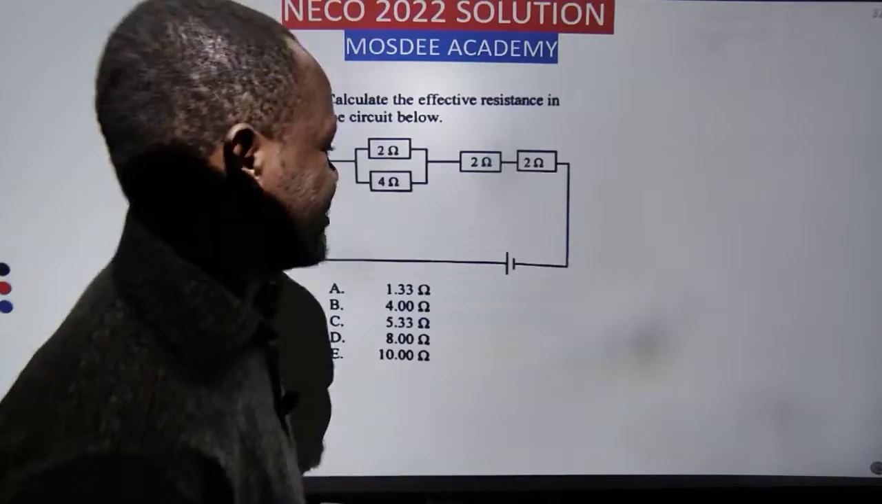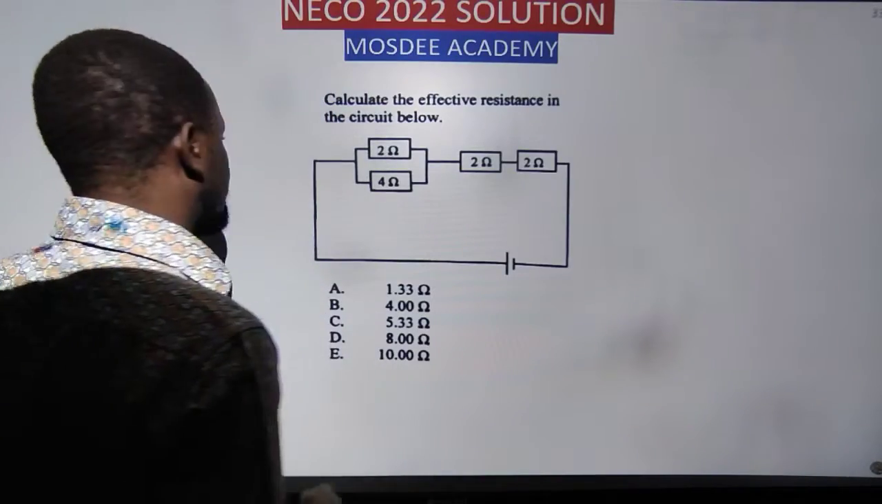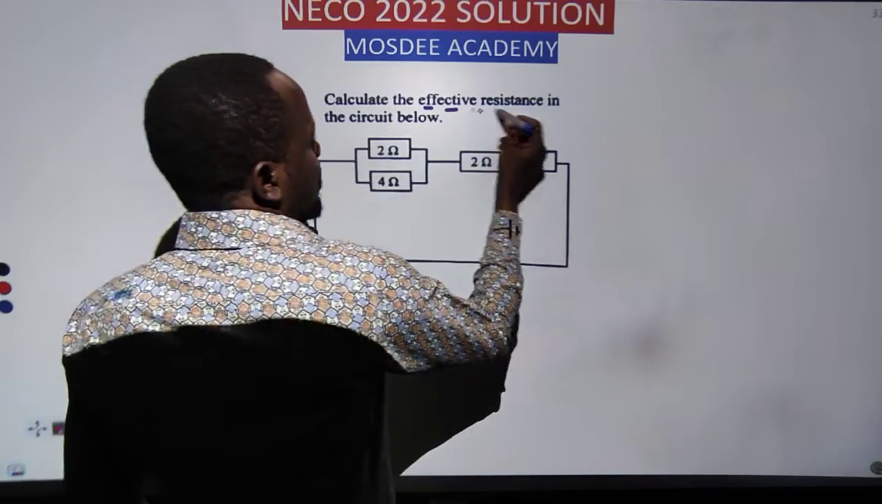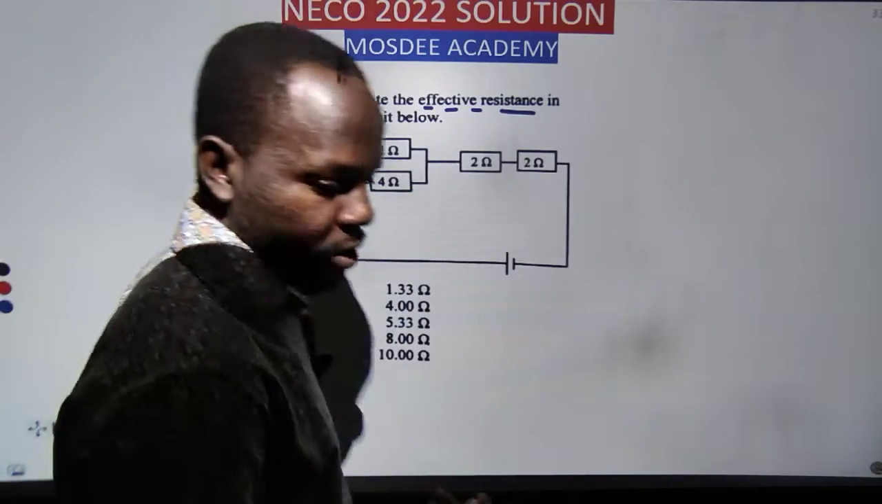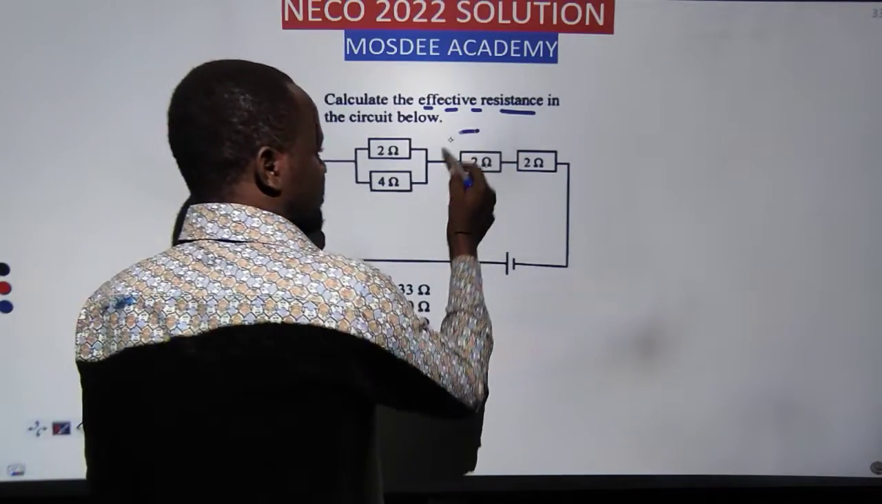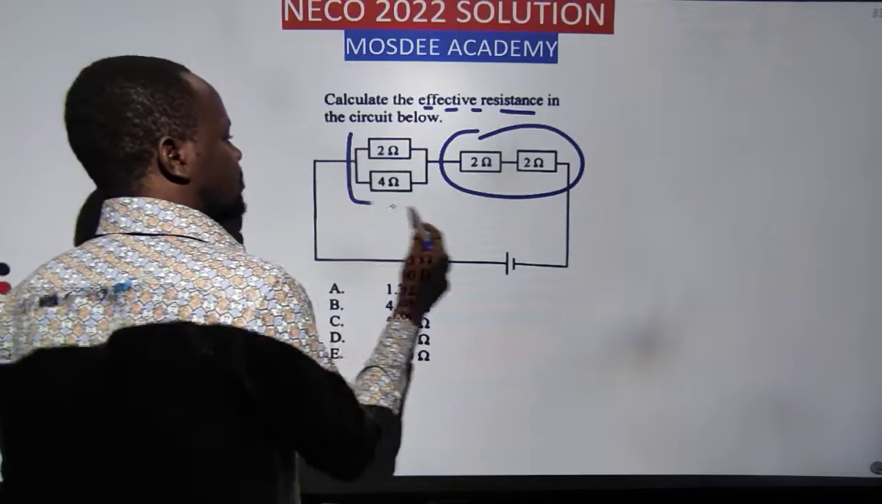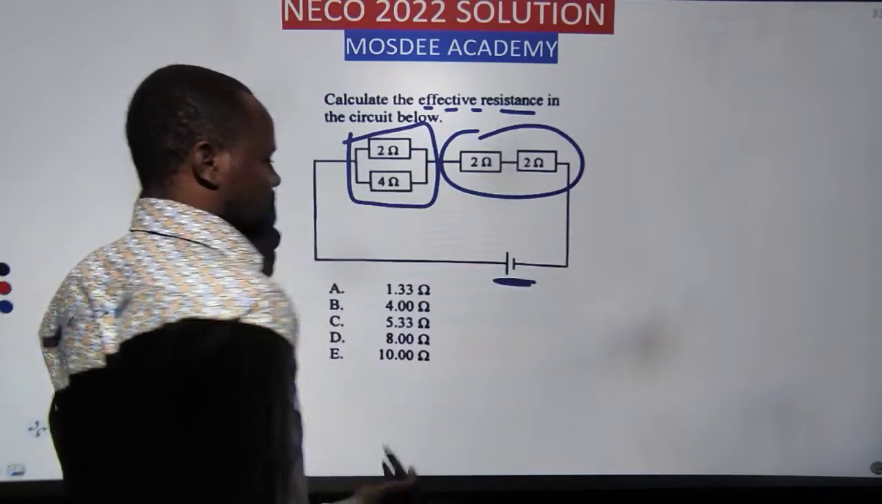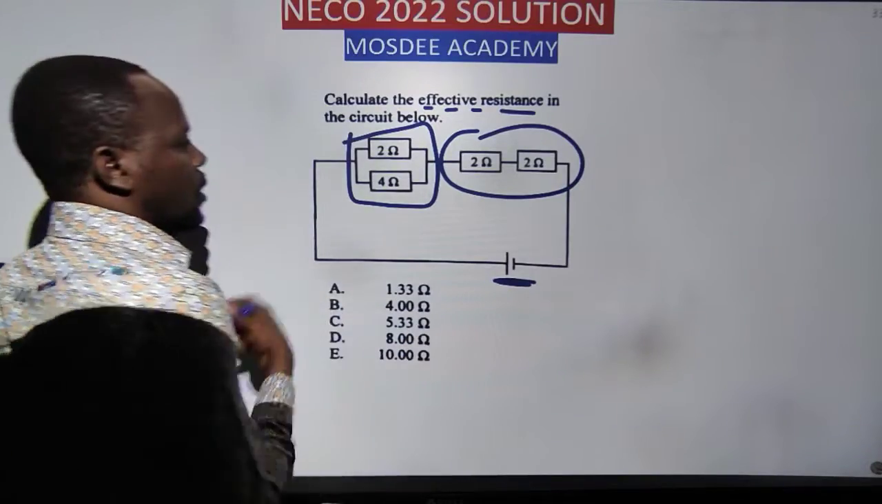Next question, guys. Thank you, admin. The next question is on something we call effective resistance, or equivalent resistance. Identification: this is series, and this is parallel. They are now connected together. You can see the position of the battery, the conventional flow of current. Now, let's do that.